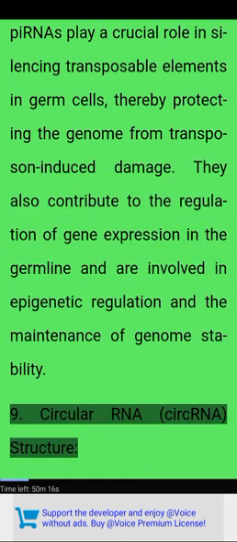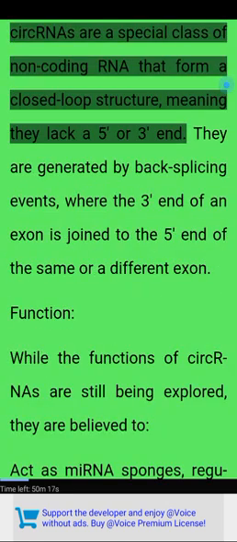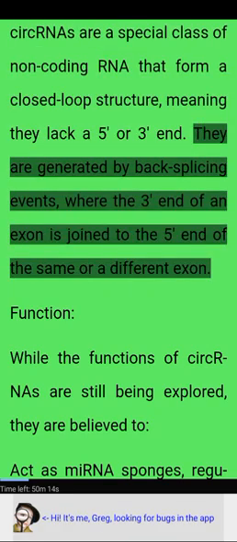9. Circular RNA, circRNA, structure. circRNAs are a special class of non-coding RNA that form a closed-loop structure, meaning they lack a 5' or 3' end. They are generated by back-splicing events, where the 3' end of an exon is joined to the 5' end of the same or a different exon.